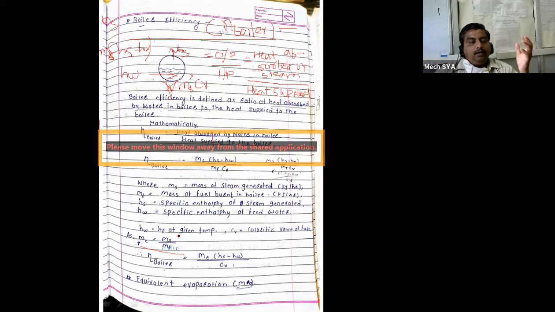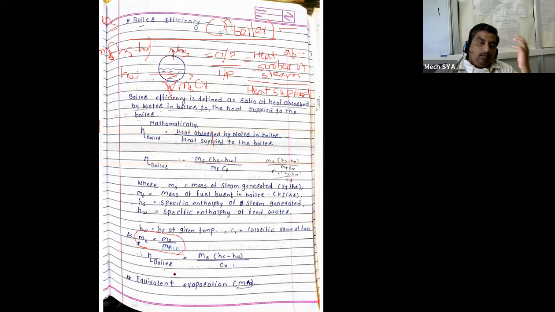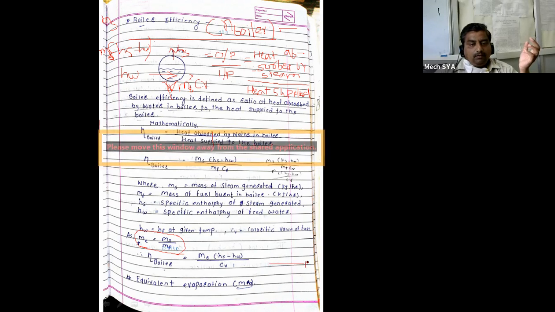Another formula is there, where the evaporative capacity me is equal to ms upon mf. Therefore eta boiler is equal to me into bracket hs minus hw divided by the calorific value cv, where cv is the calorific value in kilojoule per kg. This is the first formula.